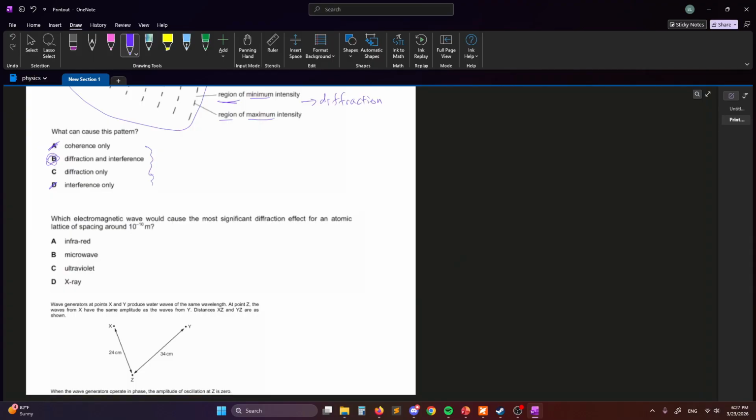Which electromagnetic wave would cause the most significant diffraction effect for an atomic lattice of spacing around 10 to the negative 10 meters? So if we're gonna create a diffraction effect, we want to choose a wave that is similar to this wavelength. I think it's because the slit, right? If you have a slit and then you put in a smaller wave, it'll diffract through, it'll actually go through, right? Because the diffraction is like, if you have multiple slits, right? If you put in a wave that is too big, everything is just gonna not go through, right? So you wanna make a smaller wave, I'm pretty sure.